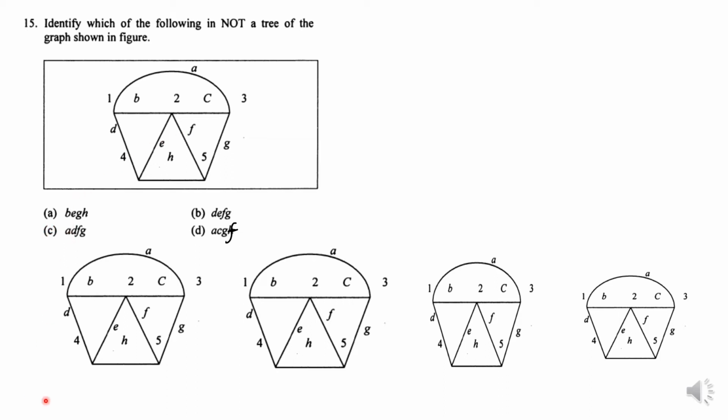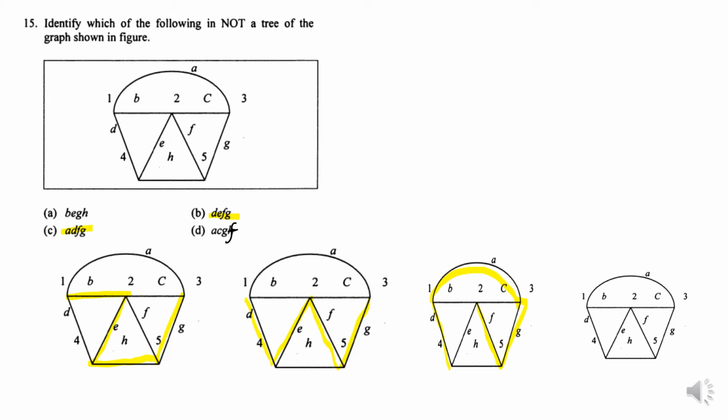4 options are given. Option 1, B, E, G, H. B, E, G, then H. So this is a tree. It consists of no closed path. Then option B, D, E, F, G. This is also a tree. Then option C, A, D, F, G. This is also a tree.